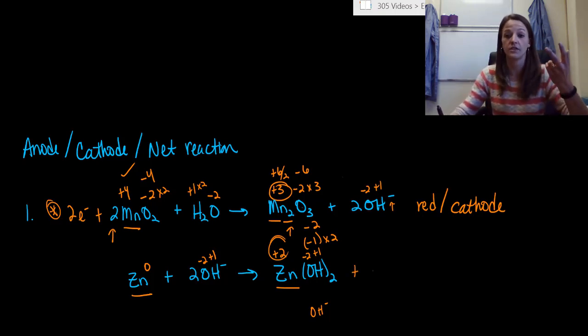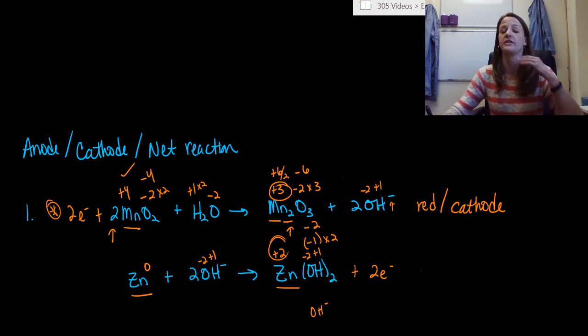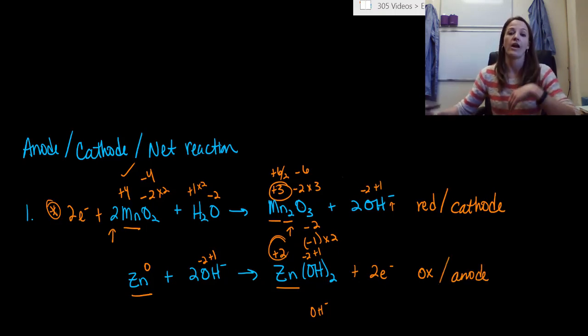We know that there's a difference of 2 electrons here, 0 going to +2. There's only 1 of each atom, so we just have to add 2 electrons. We see that these electrons are now on the right side, the product side, so this definitely indicates that we have an oxidation reaction. This definitely occurs at the anode. All right, not done yet.